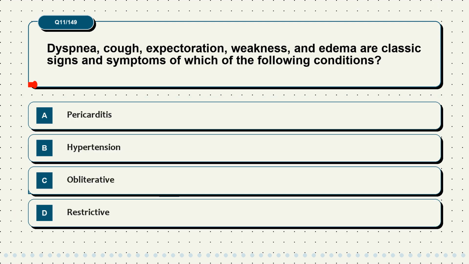Question 11. Dyspnea, cough, expectoration, weakness, and edema are classic signs and symptoms of which of the following conditions? Here are the options. Option A, pericarditis. Option B, hypertension. Option C, obliterative. Option D, restrictive.